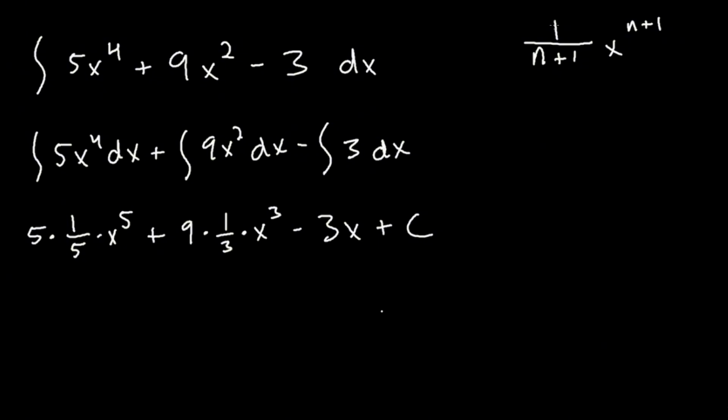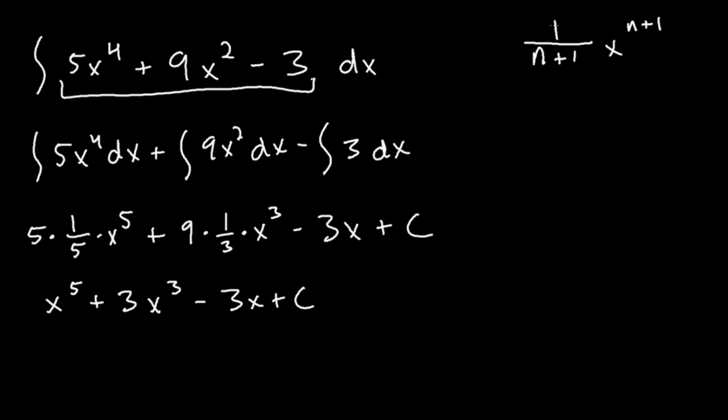And arbitrary constant, never forget that. But if we wanted to simplify this, what we would get is, well, the 5 cancels out from here. So we would get x to the power of 5 plus 9 over 3, which is just 3, x to the power of 3 minus 3x plus c. And a great way to check if your indefinite integral is right is by simply taking the derivative of your function again and then seeing if it equals the original integrand. This is called the integrand. The function inside the integral is called the integrand.